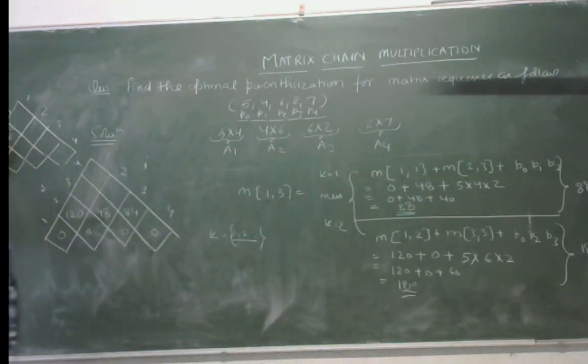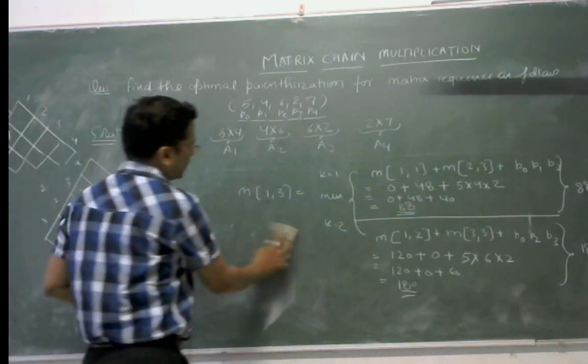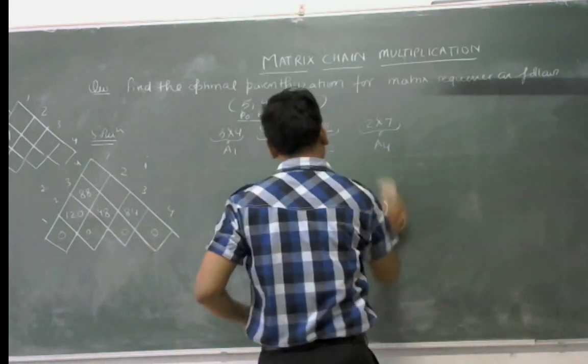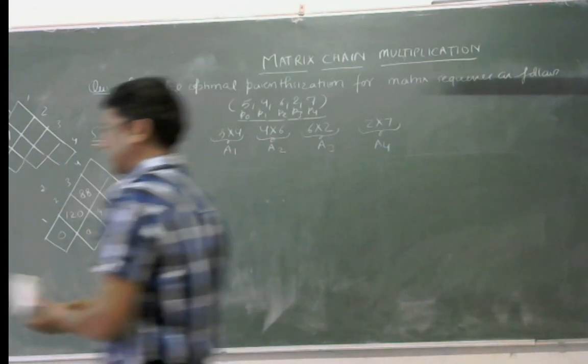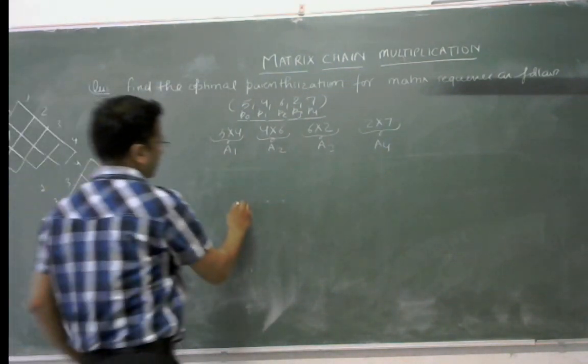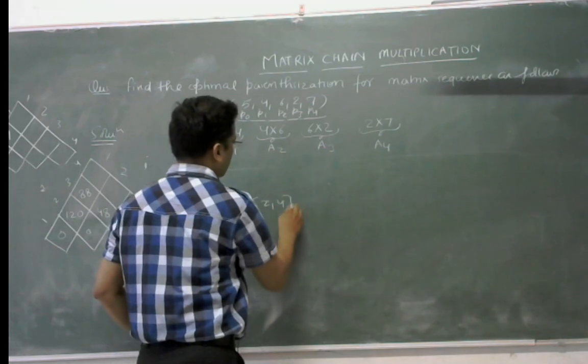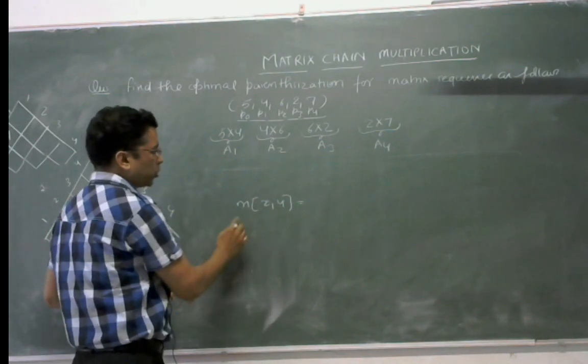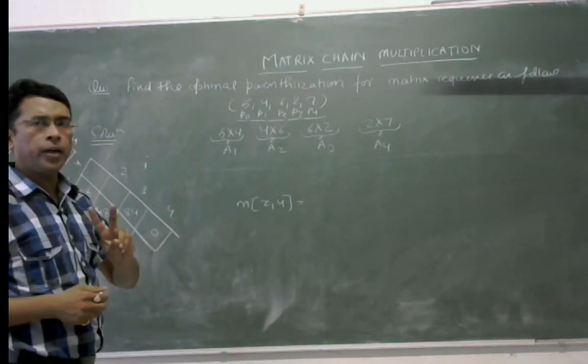So this is the k matrix, that at this place the minimum value occurs when k is equals to 1, and this value is equals to 88. Okay, now the next value is m24. Here i is equals to 2 and j is equals to 4. So the possible values of k in between are 2 and 3.